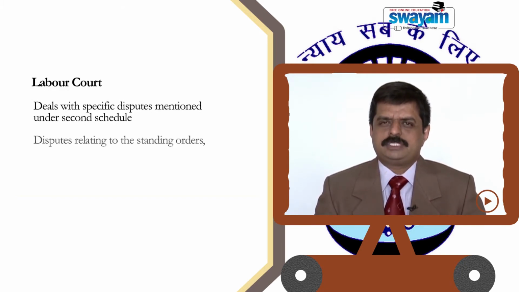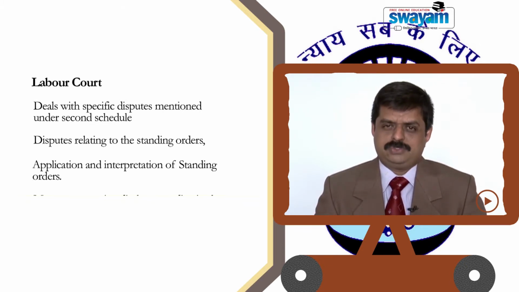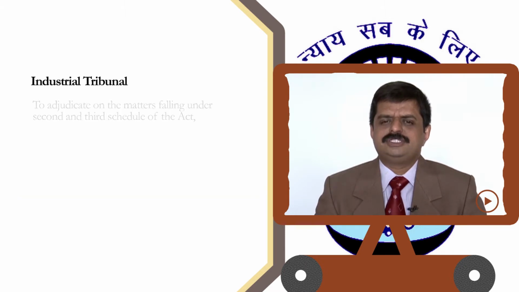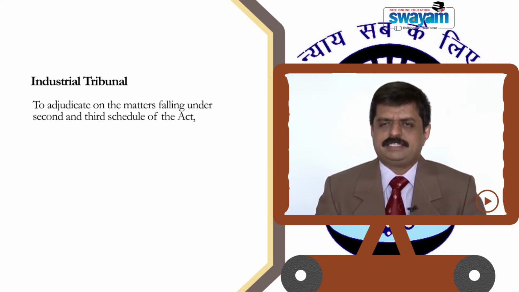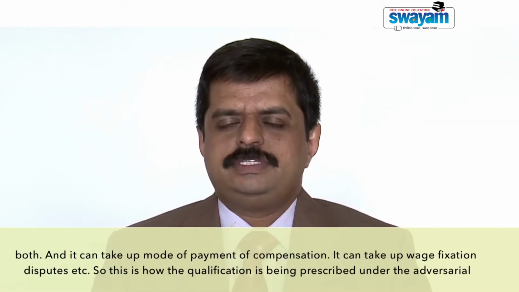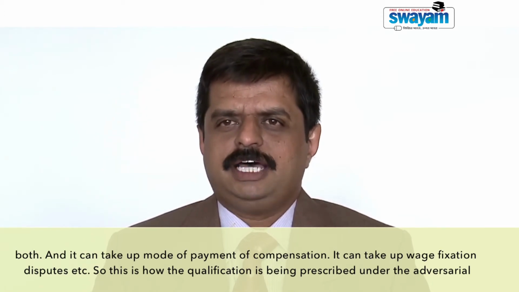It takes up disputes connected with standing orders, interpretation of standing orders, and matters concerning the discharge and dismissal of a workman. A person who is qualified to be a district judge could preside over the labor court. Industrial tribunal deals with the disputes falling under second and third schedule both, and it can take up mode of payment of compensation, wage fixation disputes, etc.